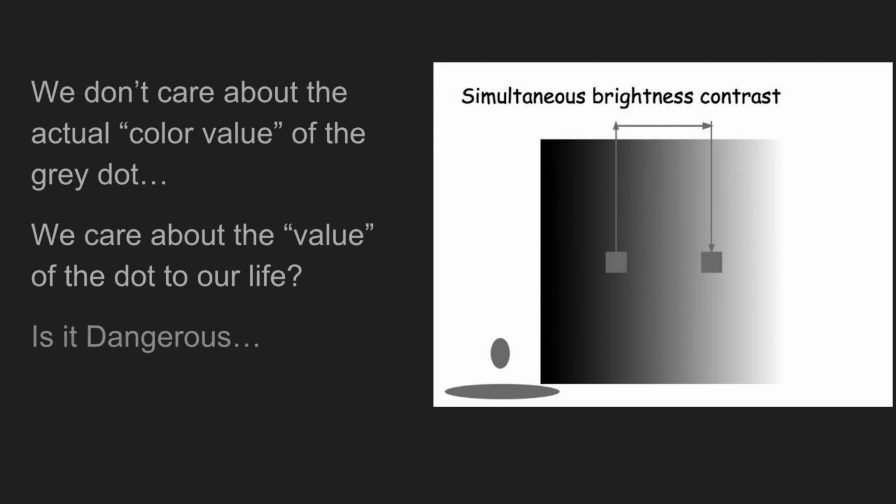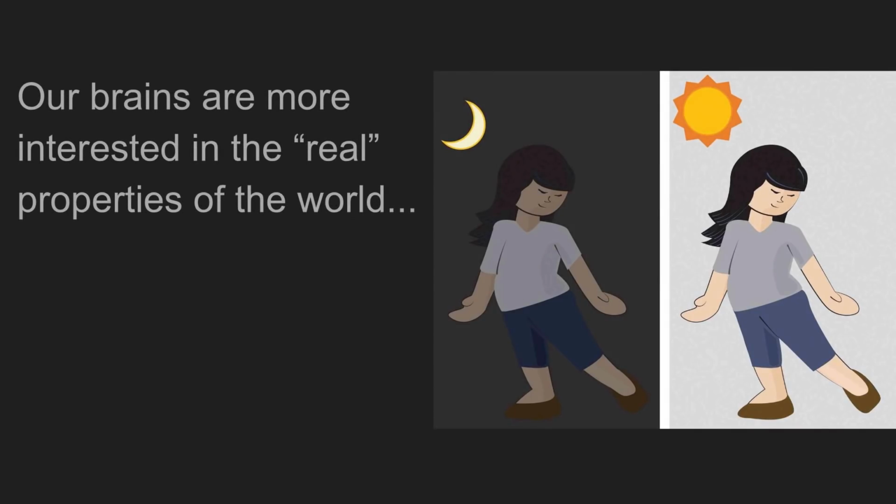See, the thing is, we as humans, we don't care about the actual color value of the gray dot. That's not what our brain has evolved to process, to think about, to contemplate. We care about the value of the dot to our life. Not its color value, but its actual real-world value to our life. Is it dangerous? Can I eat it? Right? That's what's really important to us. And so our brain and our perception is built within this framework. Our brains are more interested in the real properties of the world.